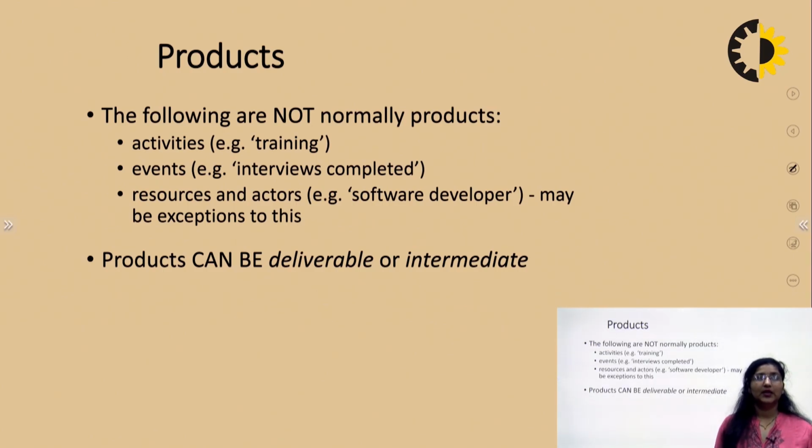So normally these are the products, but activities like the trainings, etc. are not products. Events like interviews we have completed, or certain questionnaires we had conducted, these are the events. Resources and actors like the software developers, we can have these as well. So, what can be the product? Products can be deliverables or intermediates.